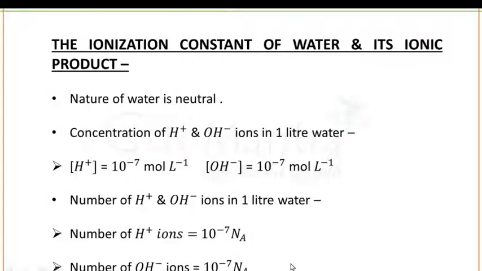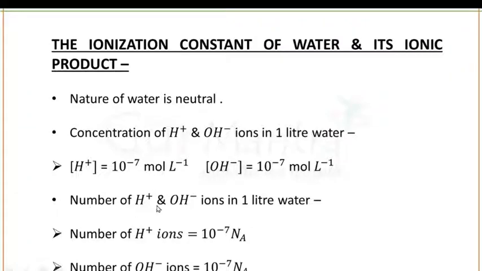If we talk about the ionization constant of water and its ionic product, first of all, let's see some important points related to water. First of all, the nature of water is always neutral. Why? Because water can act as an acid as well as a base. That's why we may conclude water is a neutral substance. The concentration of H plus ions in 1 liter of H2O is equal to 10 to the power minus 7 mole per liter, and the concentration of OH minus ions is also equal to 10 to the power minus 7 mole per liter.